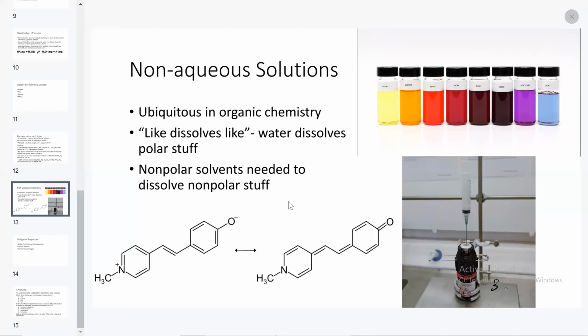But what about compounds that are nonpolar, that don't have polar bonds and are not made of ions? For example, benzene. Benzene is completely made of carbon and hydrogen, so it's a pure hydrocarbon. Hydrogen and carbon have very, very similar electronegativities, so there's no bond polarity at all. There's no partial negative charges and no partial positive charges. Benzene will not dissolve in water, so we need nonpolar solvents.